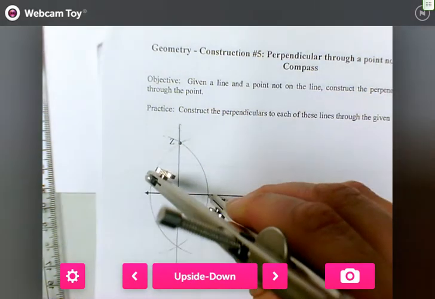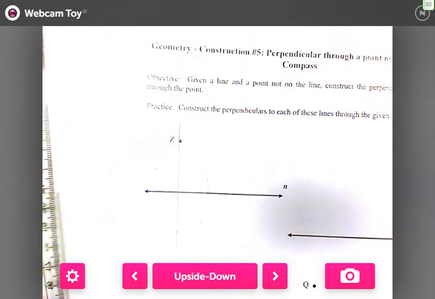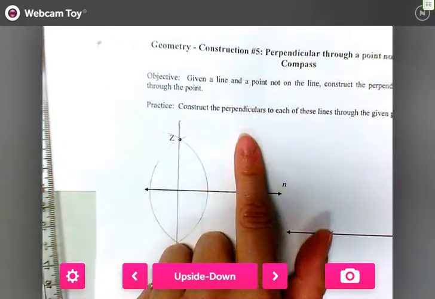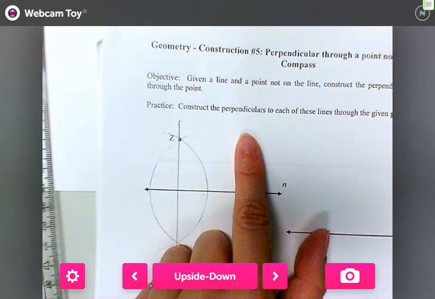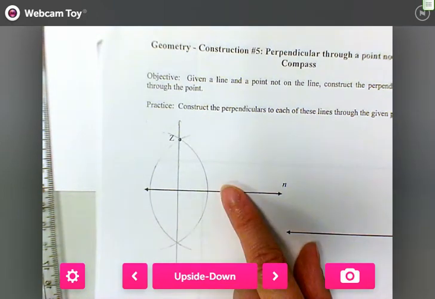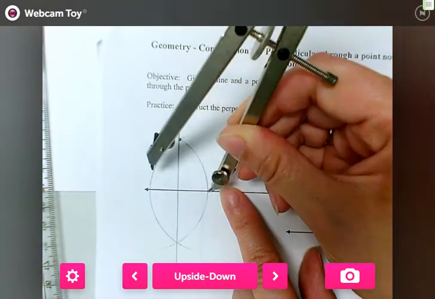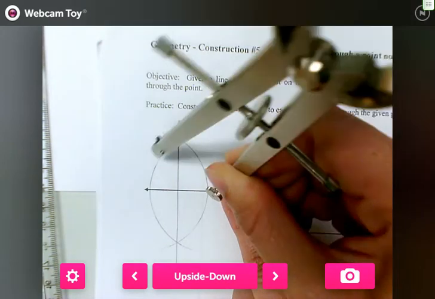Okay? And then I draw my line connecting it. Should look like this. Goes through the intersection right here to make your second arc. Yeah. Is that what you're asking?